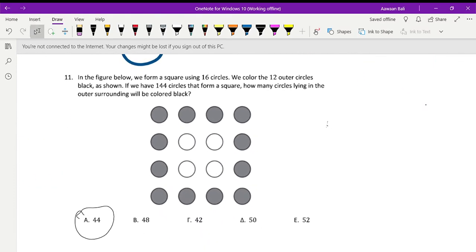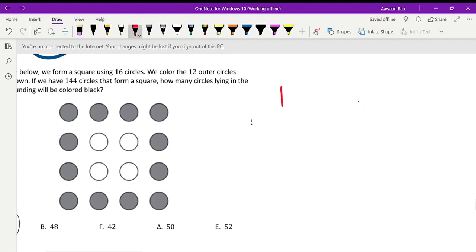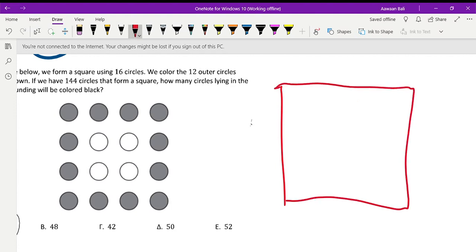In the figure below, we form a square using 16 circles. We color the 12 outer circles black as shown. If we have 144 circles that form a square, how many circles lying in the outer surrounding will be colored black? So basically, let's make a square, and we won't draw the circles because that would be a nasty long process. So here there would be like 12.